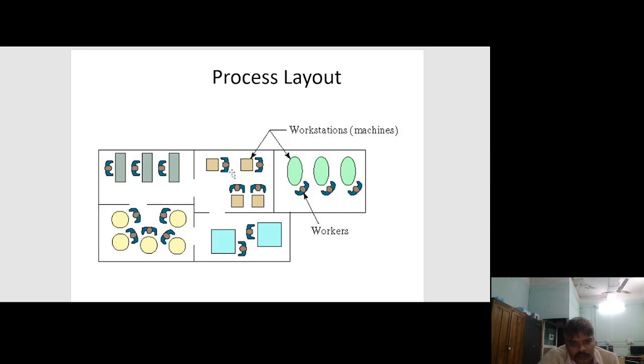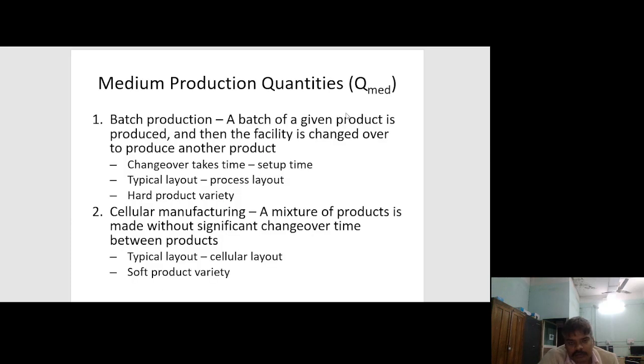This is a process layout. This is a worker, this is a machine workstation, and process. Suppose here you want to do casting, then next you want to do machining, then welding, after that you want to do grinding operation, and next packaging operation. So this is a process layout.